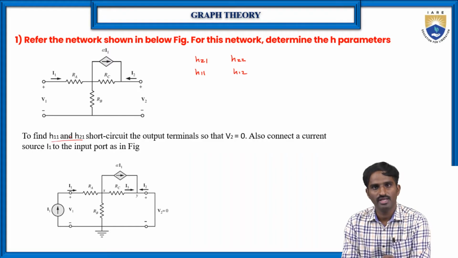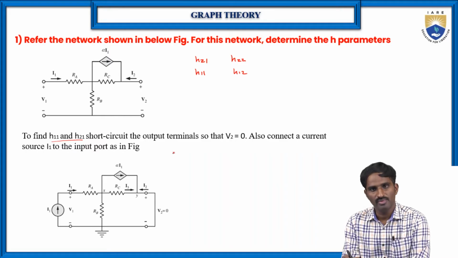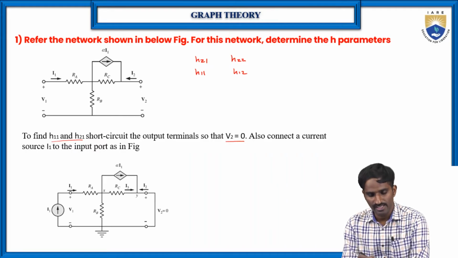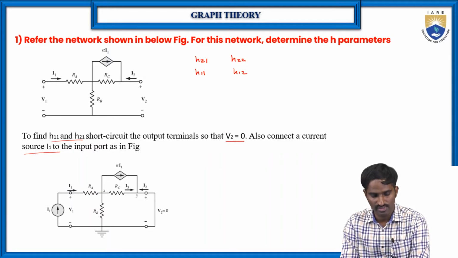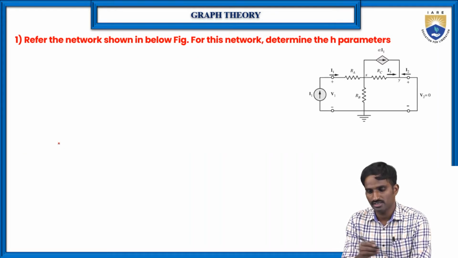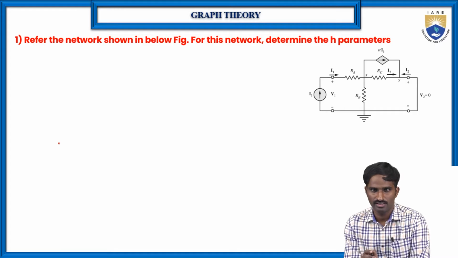To find H11 and H21, how are we finding them here? By short circuiting the output terminals, which means by making the output voltage V2 equal to 0, and connecting a current source I1 to the input terminal, then we can find H11 and H21. For that, let me follow some basic procedure. So here is the circuit to find H11 and H21.